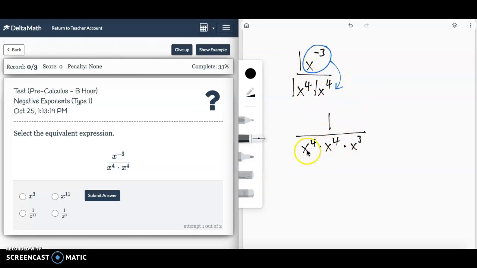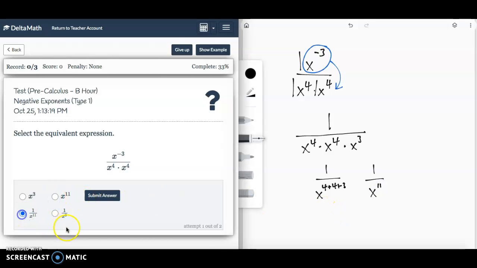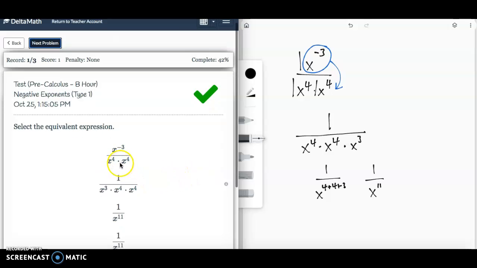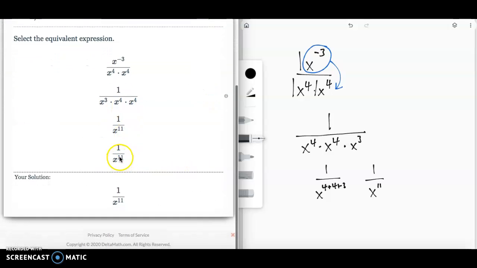So when we have exponential expressions that all have the same base, we add their exponents. So really you can look at this as 1 over x to the 4 plus 3, and that would be 11. So 1 over x to the 11th. Nice job. And you'll see they set it up exactly the same way that I did.